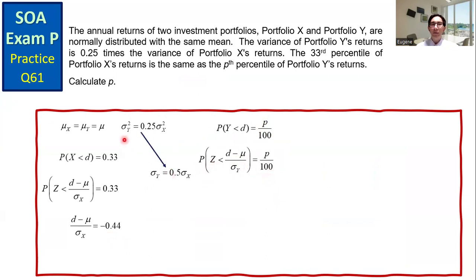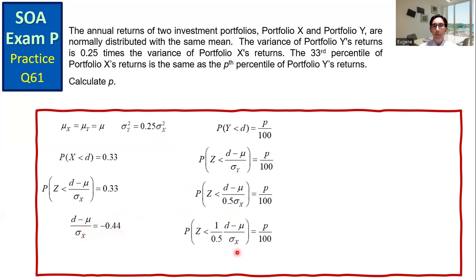And here we have the variance of Y equals 0.25 times the variance of X. That is, sigma Y equals the square root of 0.25 times the variance of X, which is 0.5 times sigma X. So we replace sigma Y by 0.5 times sigma X. And we already get the expression D minus mu over sigma X is minus 0.44. And therefore, we have the Z value. The Z value is minus 0.88, corresponds to the pth percentile of Portfolio Y's returns.